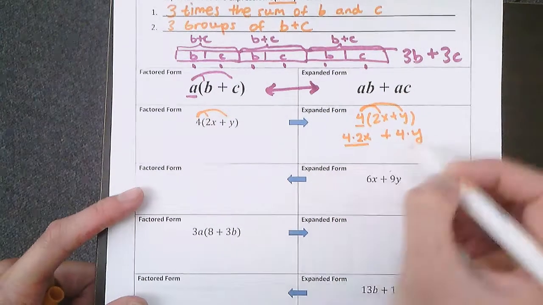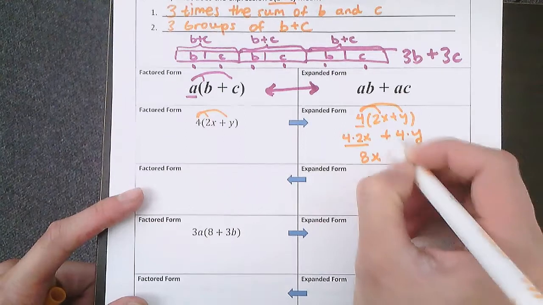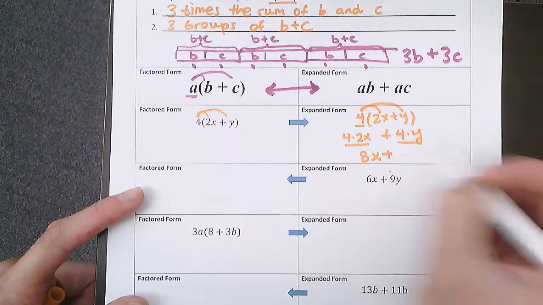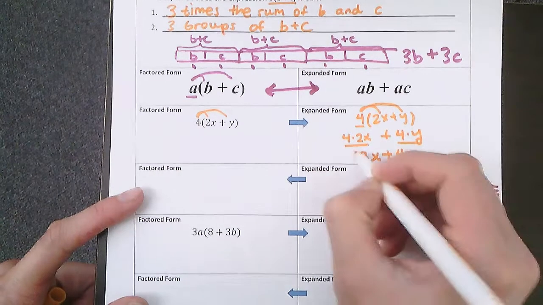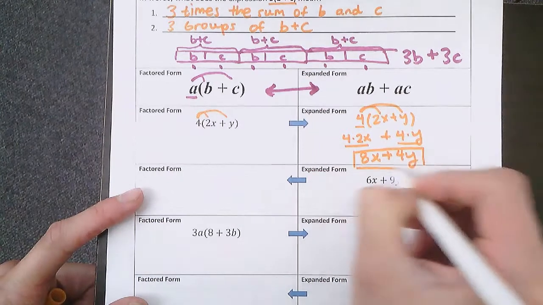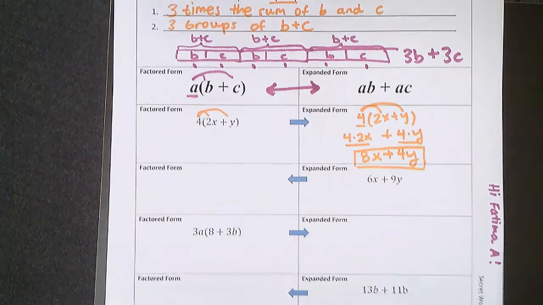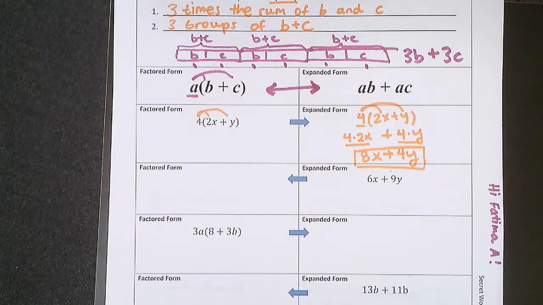4 times 2x, that gives us 8x plus, because there's a plus sign. 4 times y gives us 4y. Our final answer in expanded form is 8x plus 4y. 3 gold stars if you got that right. Let's take a look at the next one.